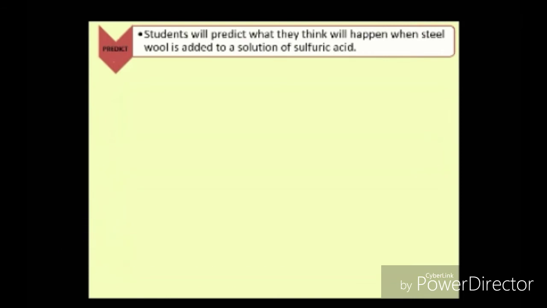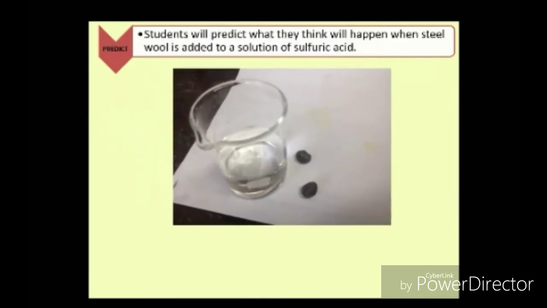The first one, let's get started. Students will predict what they think will happen when steel wool is added to a solution of sulfuric acid. Here we go.